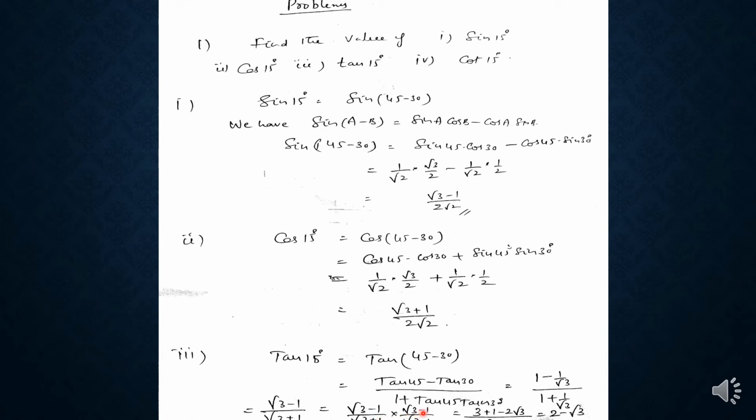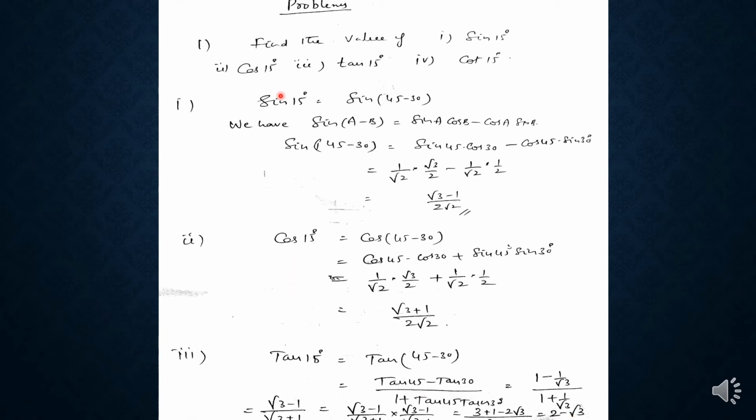whole square. This is a minus b whole square form, that is a square, root 3 whole square, plus b square, 1 square, minus 2ab, that is 3 plus 1 minus 2 root 3, by root 3 plus 1 into root 3 minus 1, that is a square minus b square, that is 3 minus 1, that is equal to 2. So here in the numerator we will get 4 minus 2 root 3 by 2. By taking 2 as common here, 2 into 2 minus root 3 by 2, 2 gets cancelled, we will get 2 minus root 3. So tan 15 degrees value is 2 minus root 3.